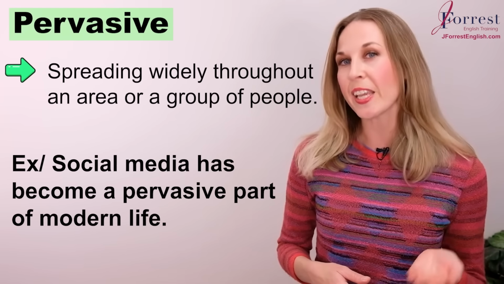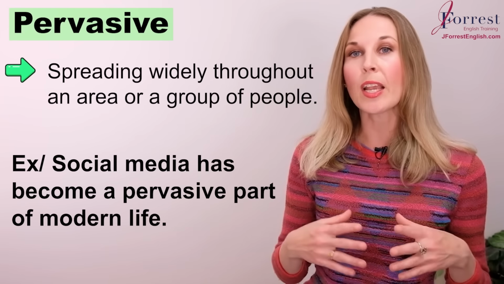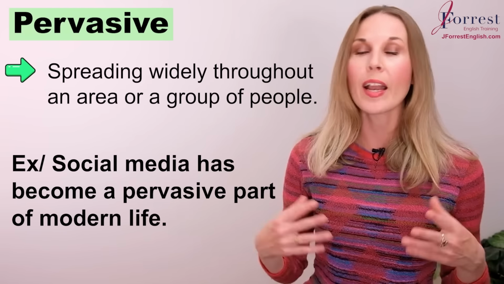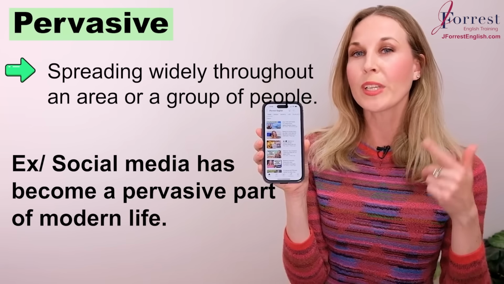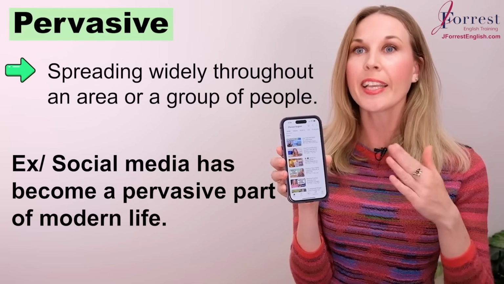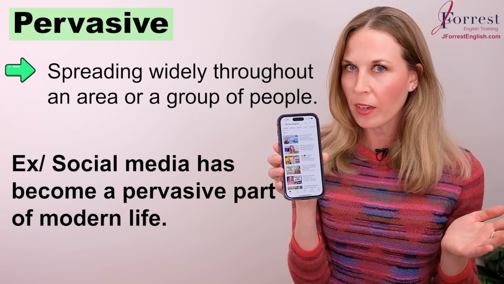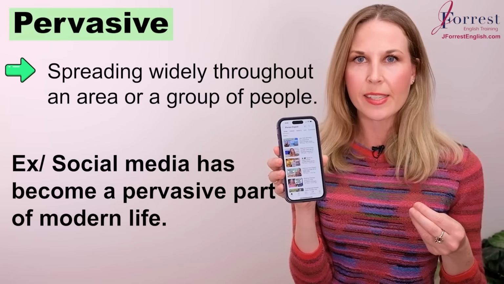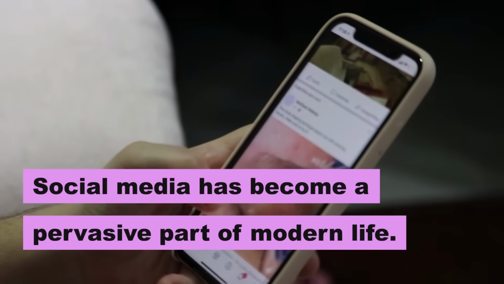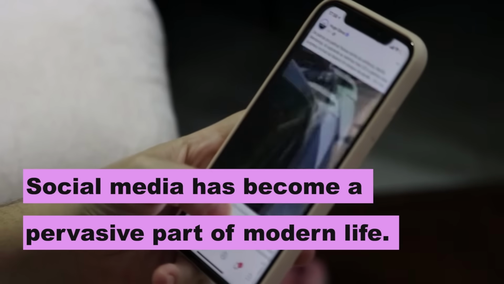Pervasive. This means spreading widely throughout a group or an area. Remember, we talked about how smartphones are ubiquitous. They appear everywhere. Well, as a result, we can say that social media is a pervasive part of modern society.